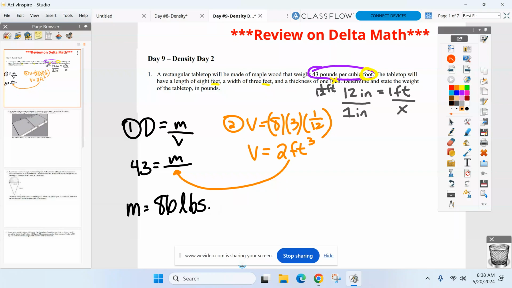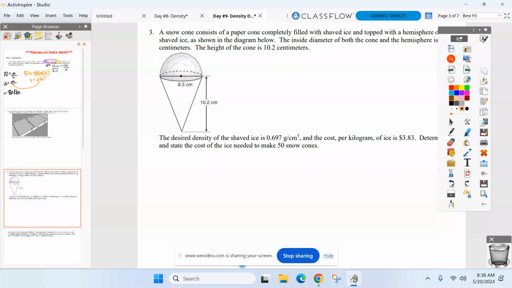I'm skipping over to 3. Number 3, everyone. This is the last one I'm going to do with you today and let you work on your own. I'll let you guys read that bad boy through. There's a lot going on here. Snow cone, hemisphere and a cone. Gave you all the dimensions.